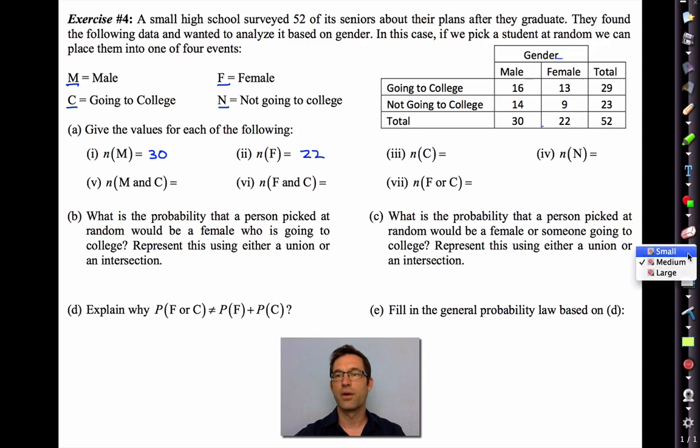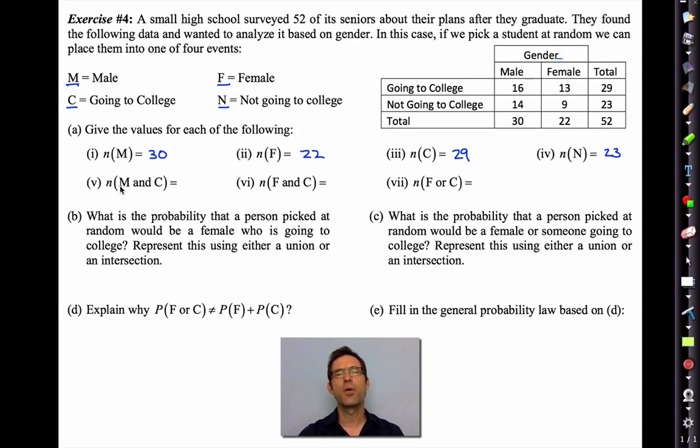The number who are going to college. Right? Well, here's going to college, and there's 29 of those. Right? And the number not going to college. Well, here's the not going to college, and here's the number that are not going to college. That's simple enough. All right, so we've got the number that fall into each one of these events.